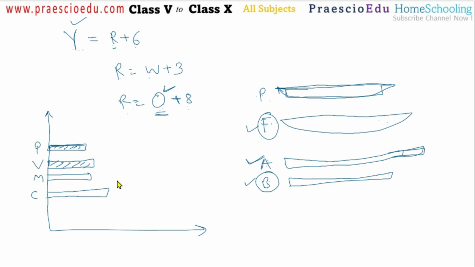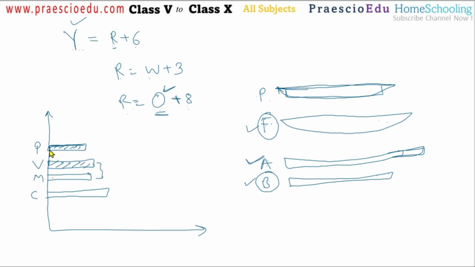Now misal is less spicy than chutney. So we can show it here as less than this one. Which is more spicy between vada and misal? Actually, between vada and misal this comparison we don't know.